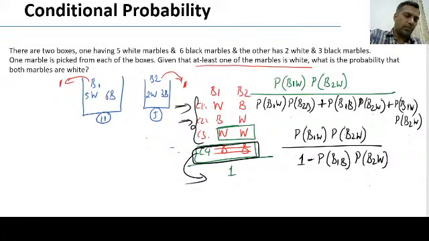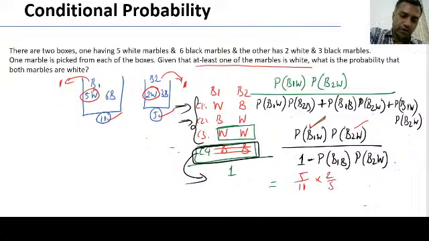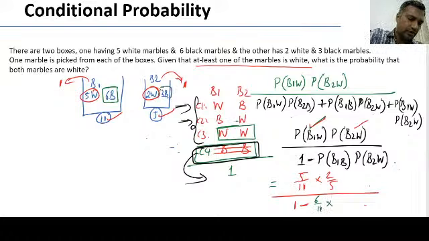So write the corresponding values here, friends. First, the probability that box 1 is white is 5 by 11, times box 2 also white, how many whites are there here, 2 by 5. The whole thing is divided by 1 minus the probability that the first box is black, which is 6 by 11, times 6 by 11 into 3, as 3 of them are black in the second box.